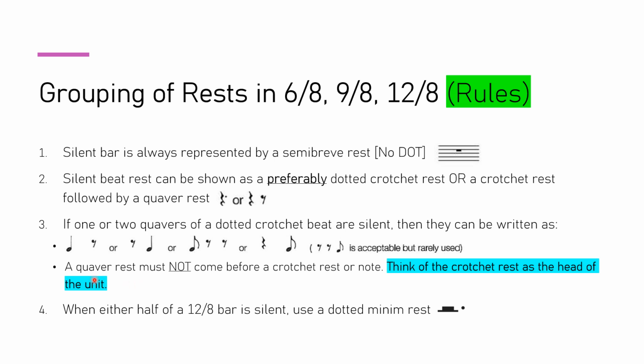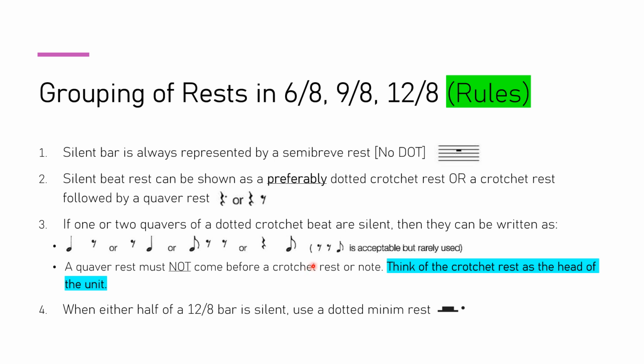And that's why I said that a quaver rest must not come before a crochet rest or note. So you cannot have a quaver rest here or a quaver note, whatever, and then you now put a crochet rest after it. No, think about a crochet as the head of the family or the head of the unit. It must always come before. It must always come before. That is very, very important. So the crochet rest must always come before.